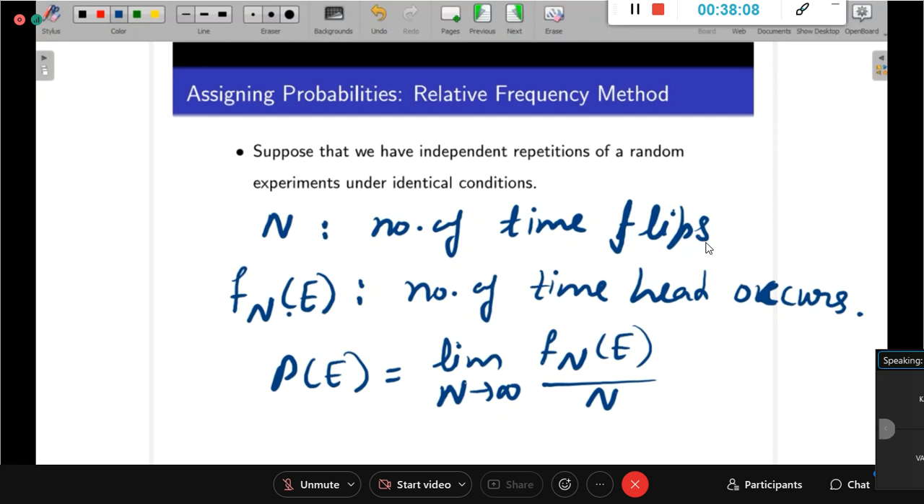Okay, right. So n is the number of flips of a coin.